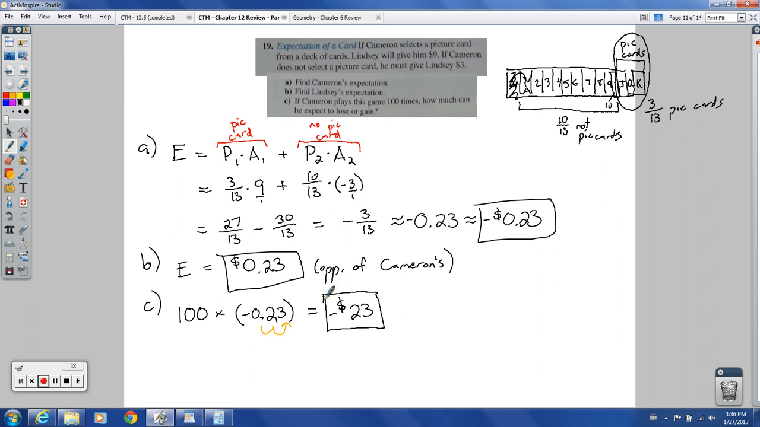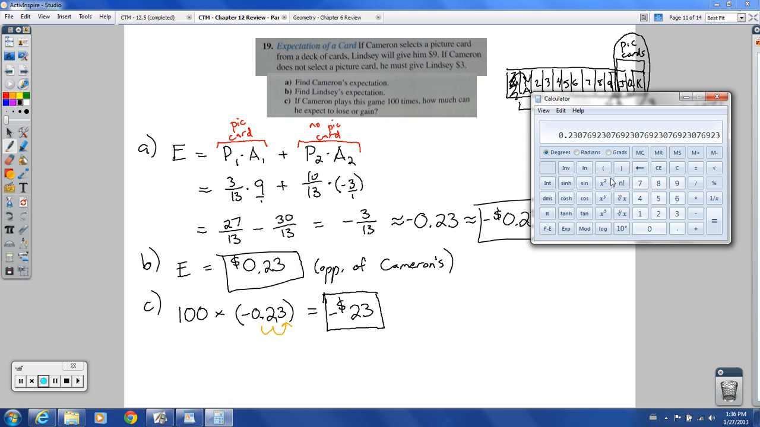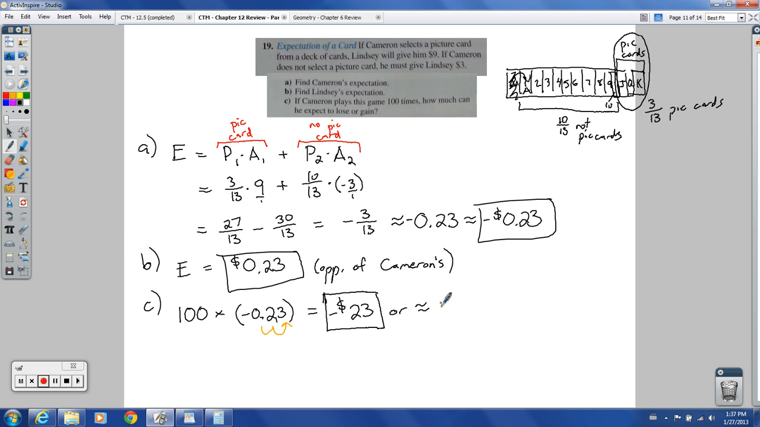Is it possible that he could gain money from playing this game? Yes, but the odds are more in Lindsay's favor for sure. So minus 23. The book says minus 23.08, because if you look at this decimal, if you round it less, you would get $23.08. So we could say approximately minus 23.08. That's with less rounding. So this would have been rounded off here. So minus 23.08 with less rounding.